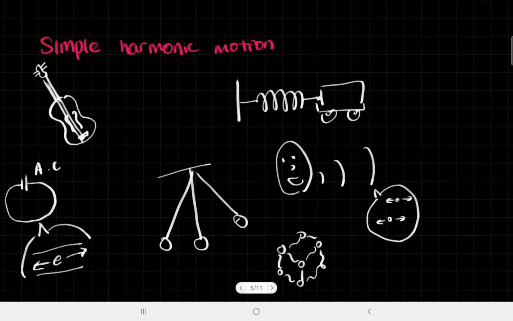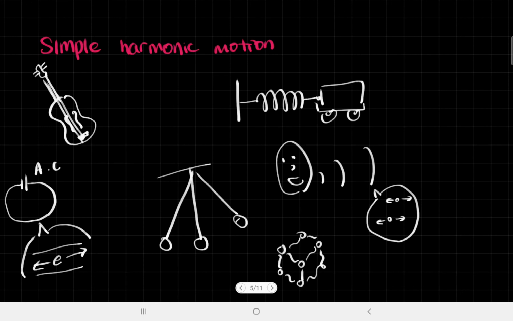Hi, so today I want to give an introduction to simple harmonic motion. I'm going to talk about what it exactly is and how we can represent it graphically. In future videos, I'm going to talk about how equations can be derived for simple harmonic motion, because it's a very huge step in and of itself, and also energy in simple harmonic motion. So keep updated for that.